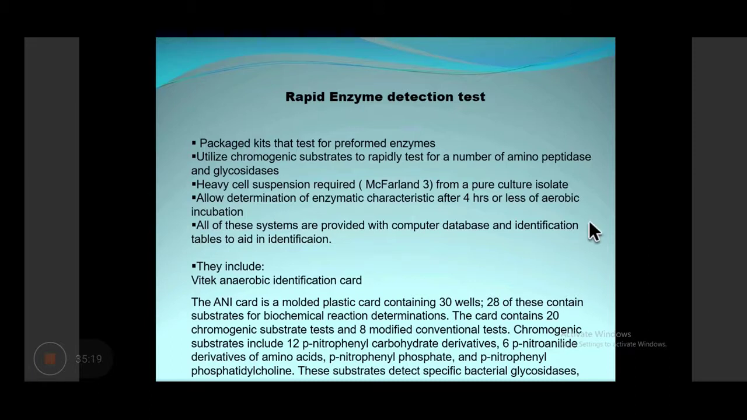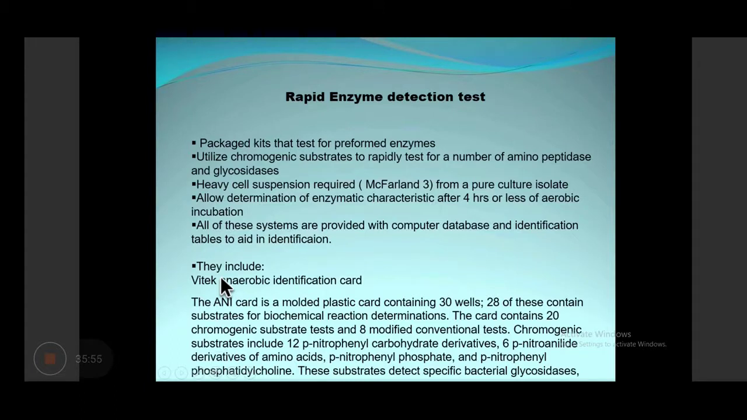These are the anaerobic cards, the ANI card, for Vitek anaerobic identification. They contain 30 wells or 28 wells with defined substrates or enzymatic reactions. For the defined substrate and enzymatic reactions, particular wells contain a chromogenic substrate, along with 8 modified conventional tests. So these are the cards available for further identification.